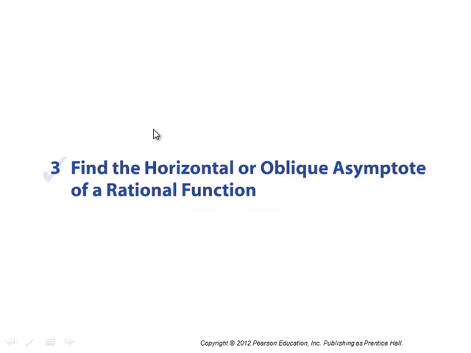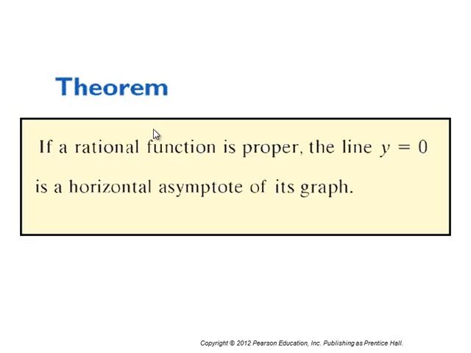All right, moving along here, let's talk about horizontal or oblique asymptotes. Now, when you have a reduced rational function and it's proper, what does that mean? Well, you know what a proper fraction is. A proper fraction is a fraction where the numerator is smaller than the denominator. Well, a rational function is proper when the numerator is a smaller degree polynomial than the denominator.